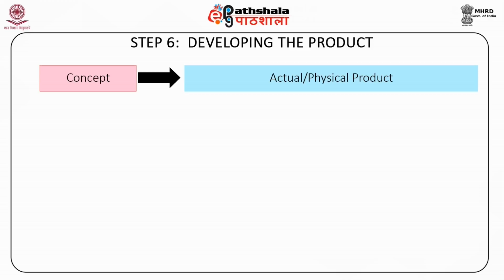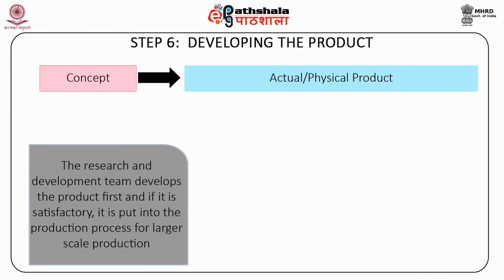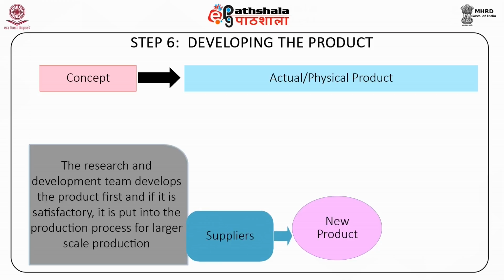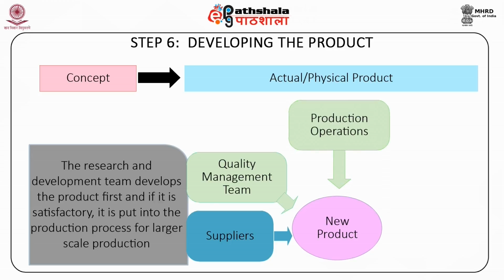Now that all the preliminary research has been done and the feasibility of the product is established, we move to the most important step, that is, developing the product. At this level, the concept is turned into an actual physical product. The research and development team develops the product first, and if it is satisfactory, it is put into the production process for larger scale production. This stage requires many aspects to come together seamlessly: collaboration from suppliers, involvement of the quality management team, scheduling of production operations, resource and logistic planning, and reviewing action as per plan.